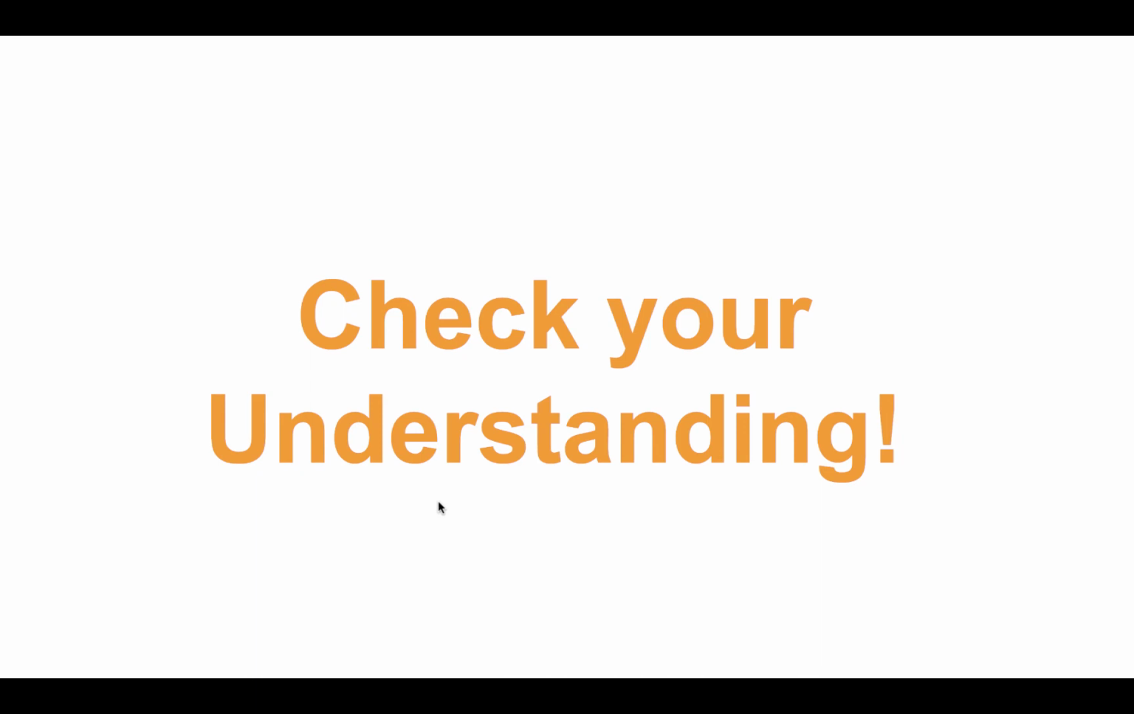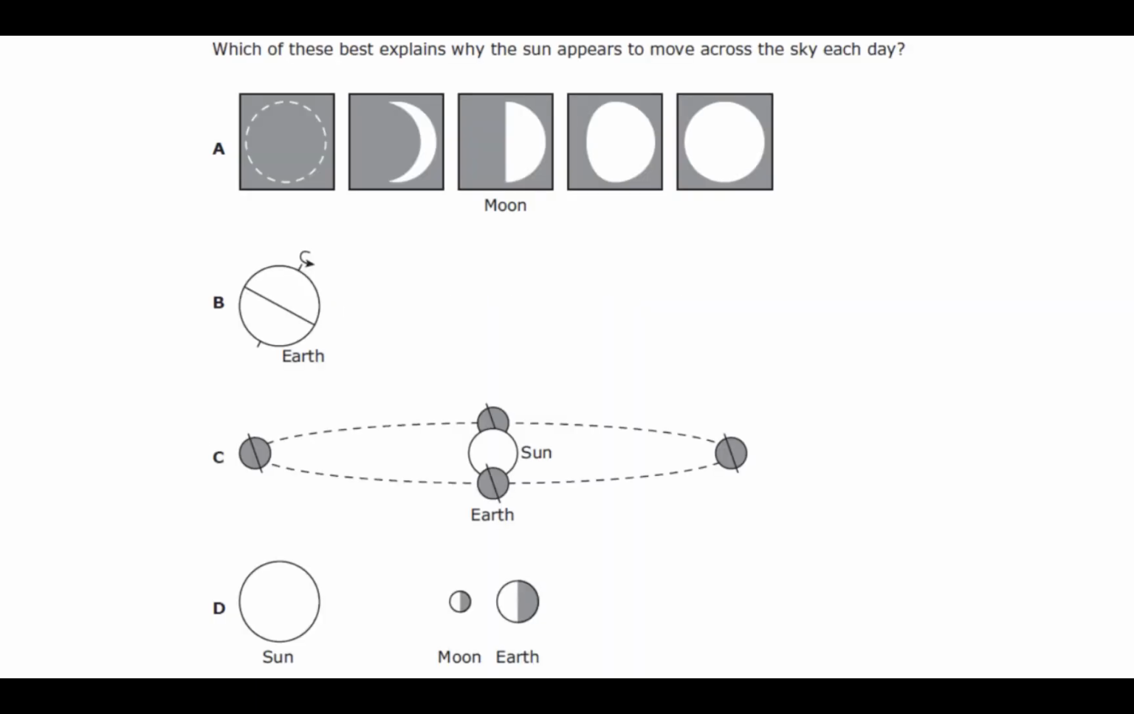Good. Now let's do a quick little check for understanding. We've talked about Earth's rotation, revolution. We've talked about how the sun appears to move across the sky and how it affects the shadows on Earth. Let's see what we learned. Here's a couple questions. Question number 1. Which of these best explains why the sun appears to move across the sky each day? Look at the pictures, and we're going to take some time to think.